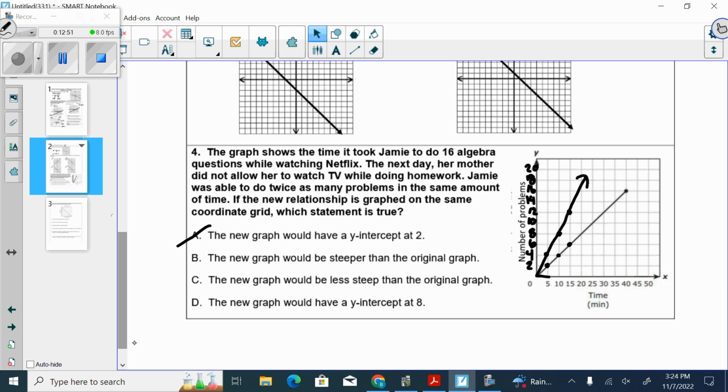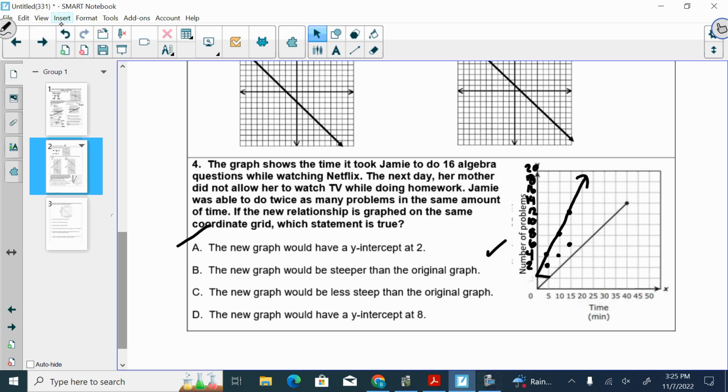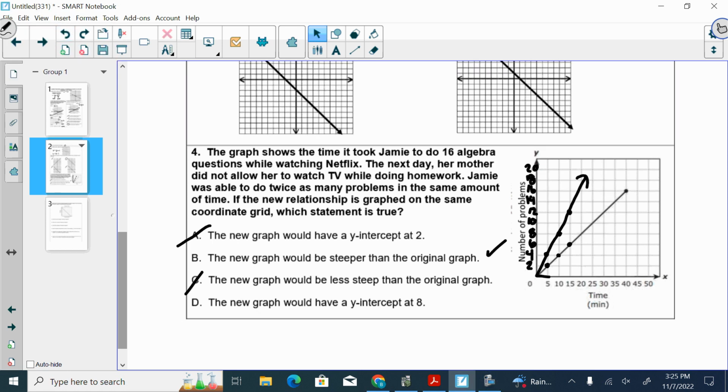Okay, the next one says the new graph is steeper than the original. So which line is steeper? The one they drew or the one we drew? The one we drew. So did we get steeper then? Okay, so this one sounds like a good answer. C says the new graph is less steep. No, you guys just told me it was more steep. Oops. And then the last one says that the new graph would have a y-intercept at 8. No, again, we said it started at 0, 0.